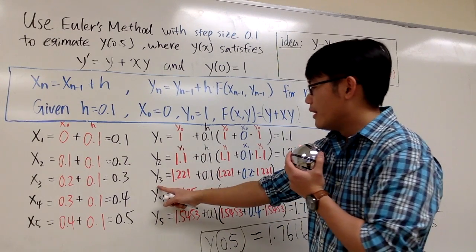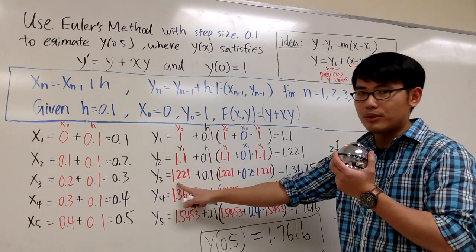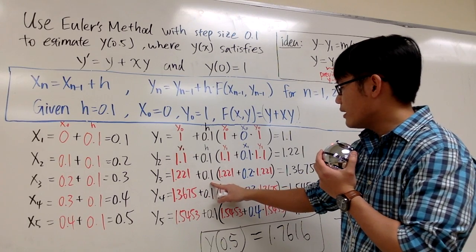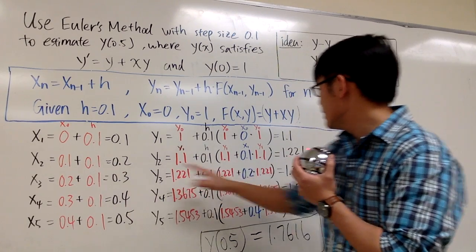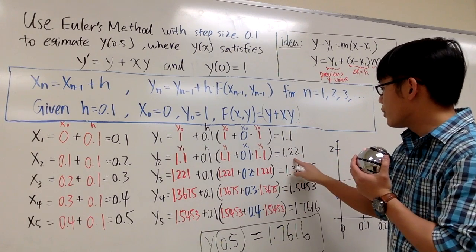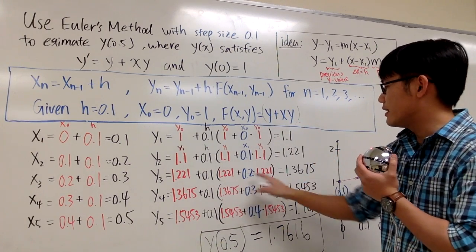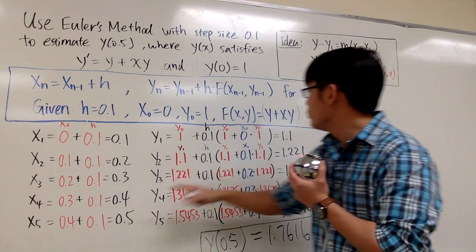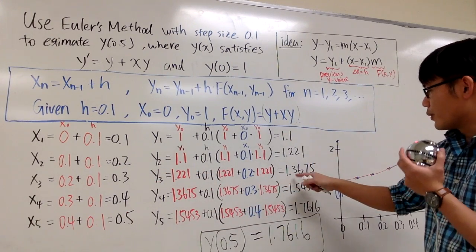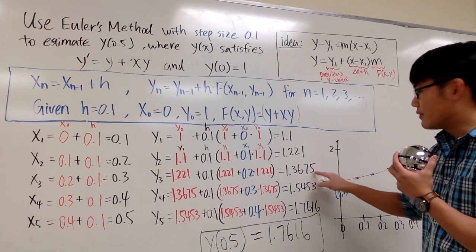For y3, I will put down y2 first, which is 1.221 that we found. Plus h, which is 0.1, and I have to plug in this and that into these formulas. So I plug this 1.221 into this y, so I have this and that, and then 0.2 into this x, which is that right there. Do the computation, we get 1.3675.